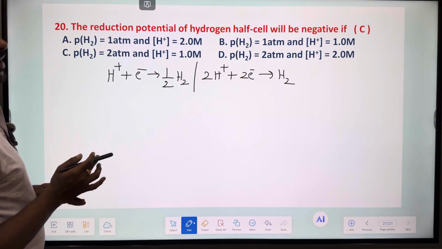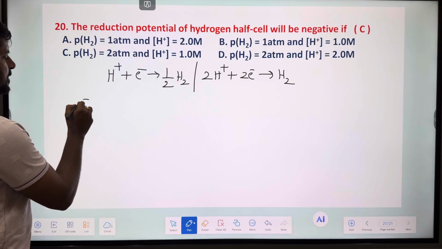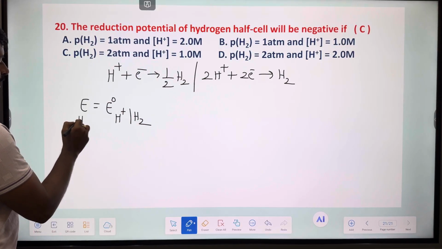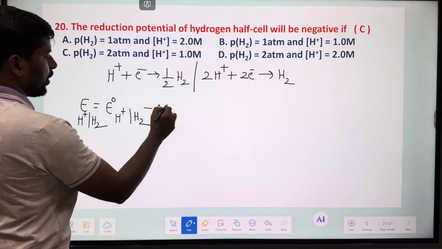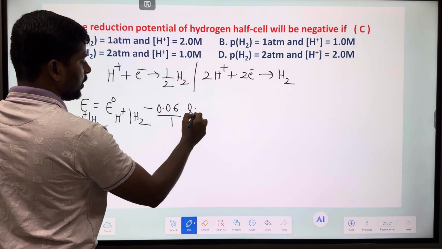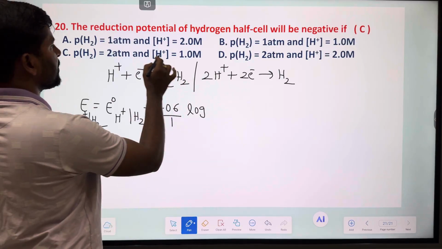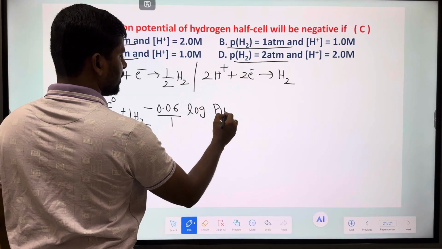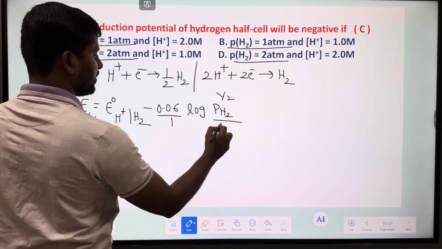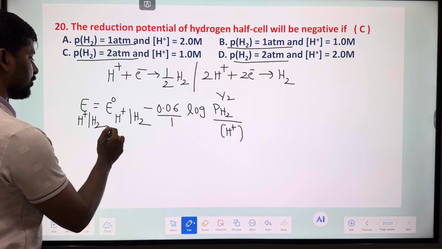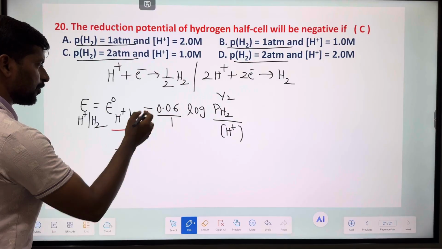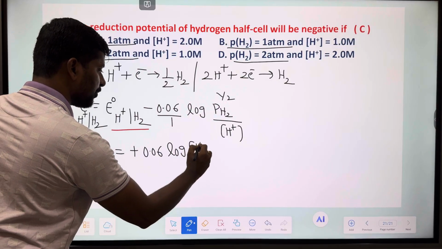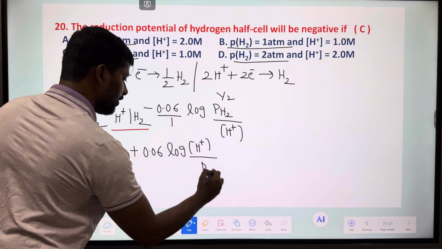When will we get negative? E is equal to what? E0, H plus is changing to H2. That means we are calculating reduction potential, minus 0.06 by n, number of moles of electrons involved, 1, log of the product side. We have hydrogen gas, pressures are given, so take the pressure of hydrogen gas to the power 1 by 2, over the concentration of H plus. What is the standard hydrogen electrode potential? 0. So that is equal to, if you convert minus to plus, 0.06 log of concentration of H plus by pH2 to the power 1 by 2.